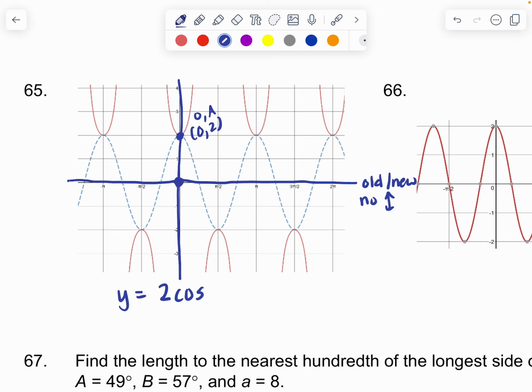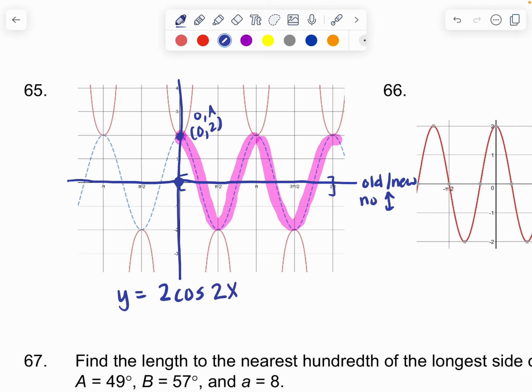Okay, now let's see what the number in front of the x is going to be. So look, here's 2 pi. I need to find out how many cycles of this graph fit in a period of 2 pi. So let's count. There's 1, and then there's another one. So there's 2. So 2 cycles fit in a period of 2 pi. That means my b value is going to be 2.